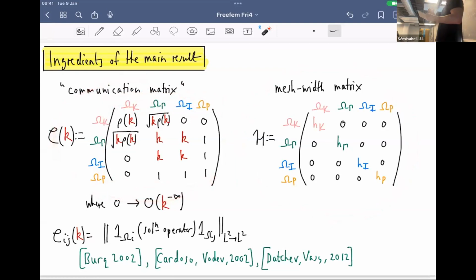Okay, so I have a mesh width matrix, and then this communication matrix. You should think of the communication matrix as playing the analog of rho. Rho was the norm of the data to solution map where everything was measured everywhere. Now I have this curly C, which is again data to solution, but it's more careful about where you're measuring and where you're looking.